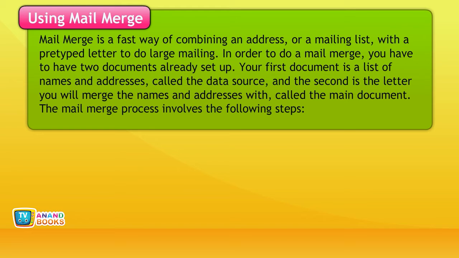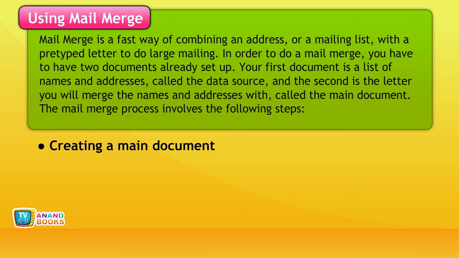In order to do a mail merge, you have to have two documents already set up. Your first document is a list of names and addresses called the data source, and the second is the letter you will merge the names and addresses with, called the main document. The mail merge process involves the following steps.